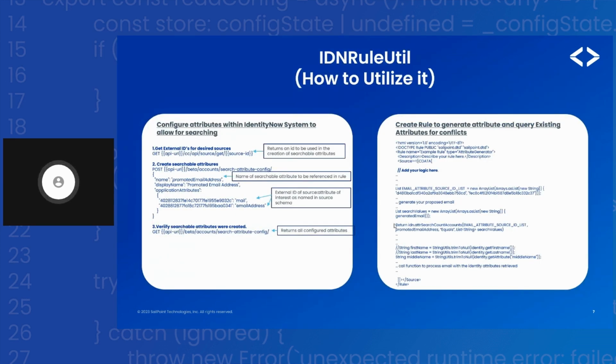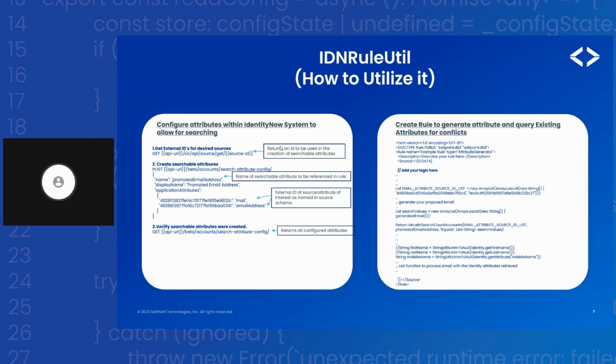As far as how to utilize it, prior to actually searching for attributes to use for generation, you need to configure those attributes for searching. And there are a few API calls that have to be executed first. You'll want to make sure you have the source ID of the sources you want to use for your comparisons. So let's say you have an AD and an Azure source. You want to get those two IDs within IDN.